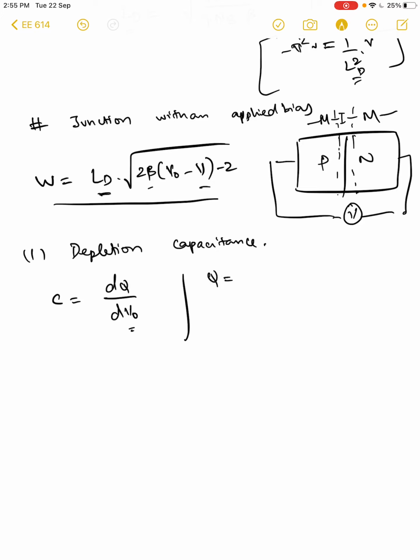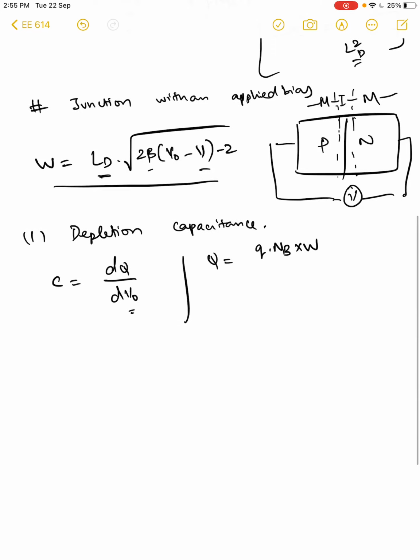We know that the charge is Q into NB into W, right? NB is the effective density that we saw before, and W is the width of the depletion. And the built-in potential is Q W naught square NB by 2 epsilon s. We saw this before. So how do we get this particular expression?